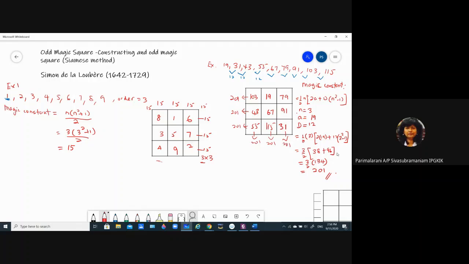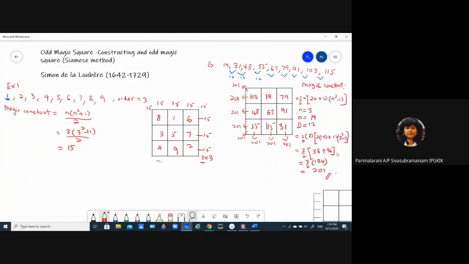The diagonal also will give you 201, and this diagonal also has to give you 201. Okay, so this is our odd number magic square.